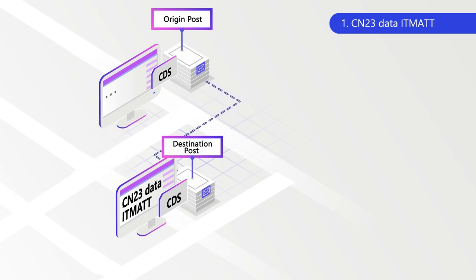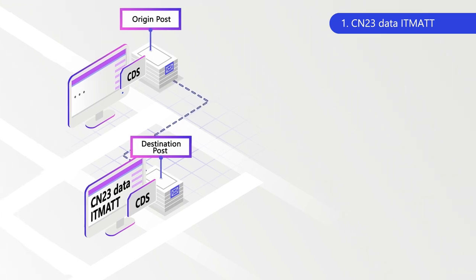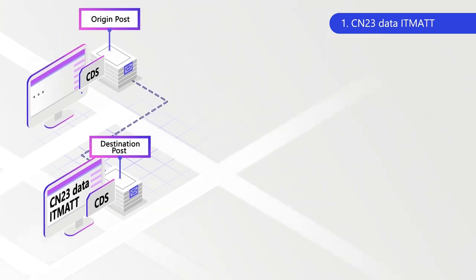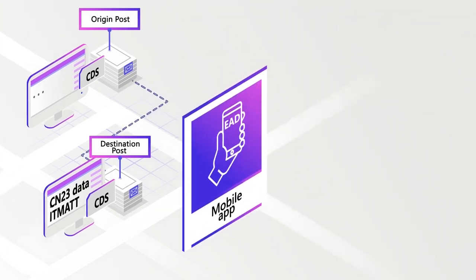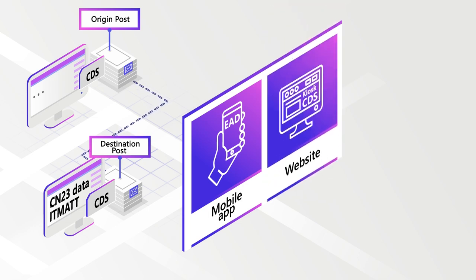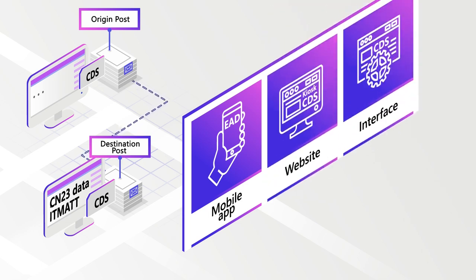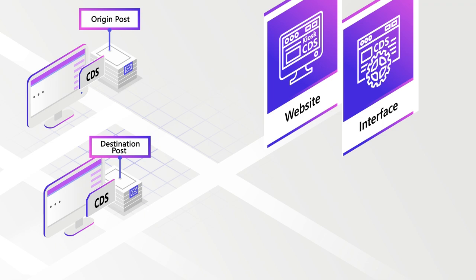The UPU provides several solutions for the customers of the post to capture and transmit the electronic version of the customs declaration, like a mobile app, a web page that can be embedded into the website of the post, or an interface. Again, the electronic version of the customs declaration is converted into an ITMAT message and transmitted to the destination post.